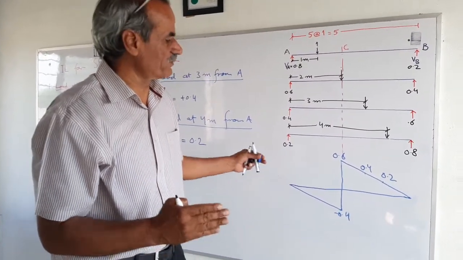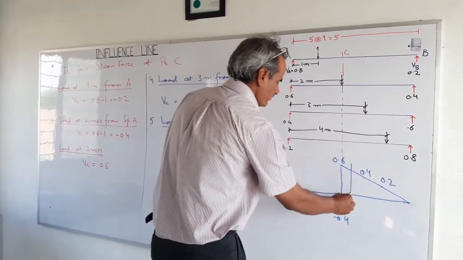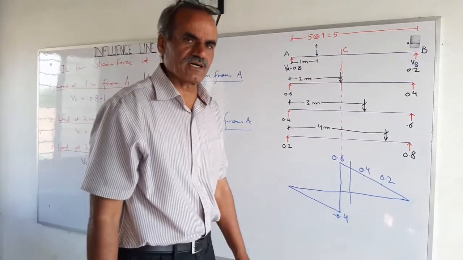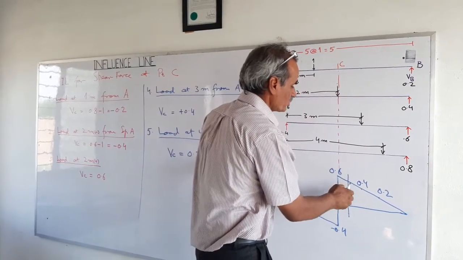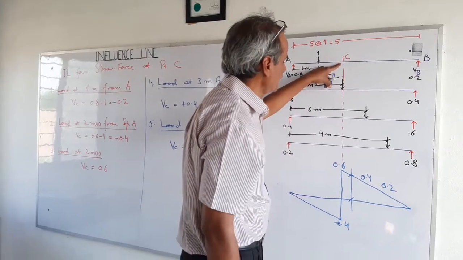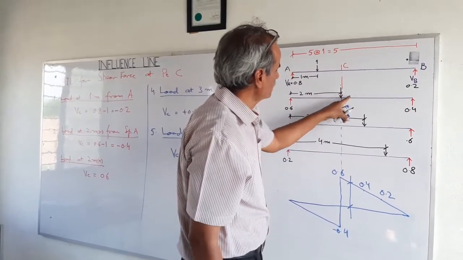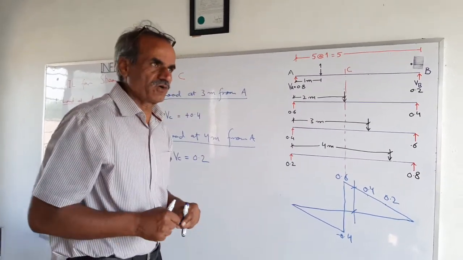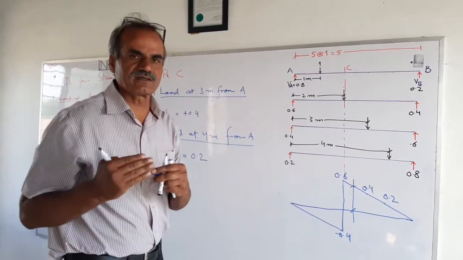So for its different positions, at any point, say for example over here, if we want to find the shear force ordinate at C due to the load over here, this ordinate will give us the value of shear at C due to the load over here. So that is how we draw the influence line for shear force based on our previous knowledge.